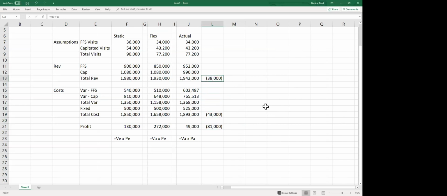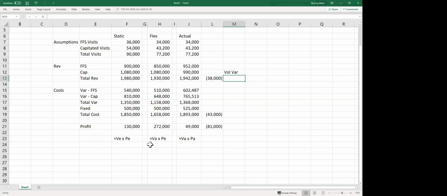Okay, next, the problem asks us to break down revenue variance into volume variance and price variance. Volume variance: we're going to vary our volume and hold our price constant. So which two columns allow us to hold our price constant and vary our volume? Well, that's flex and static, right? Because flex is actual volume times expected price, and static is expected volume times expected price.